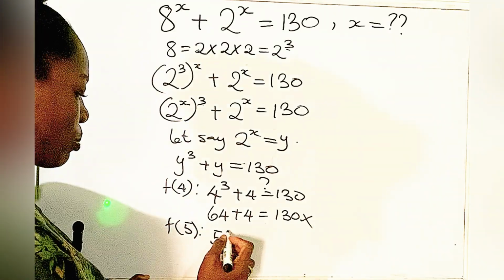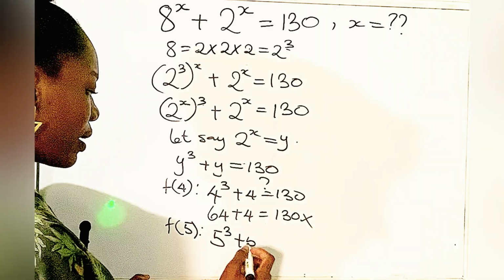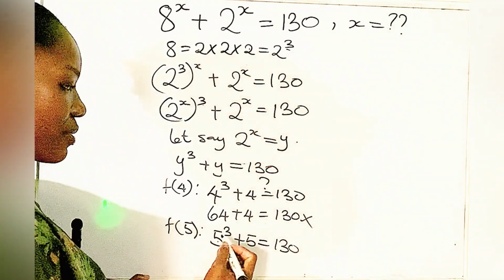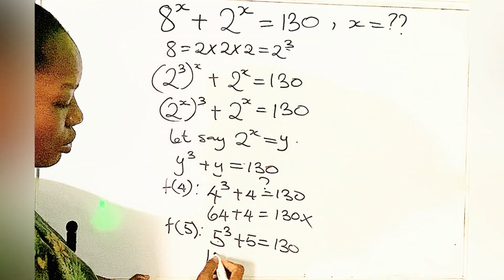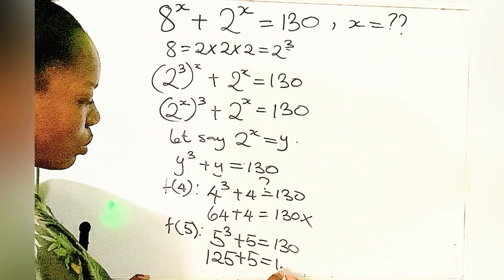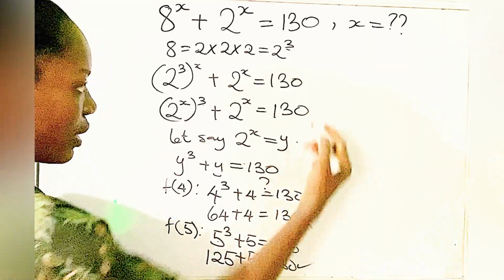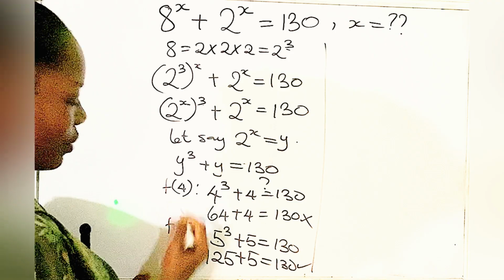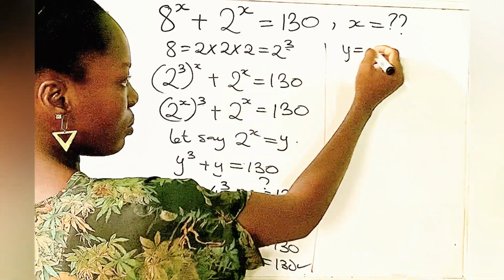So let's try 5. So we have 5 to the power of 3 plus 5, is it equal to 130? 5 times 5 times 5 is going to give us 125. Yes, plus 5. And that is what? Equal to 130. All right. So we are going to make use of y is equal to 5.